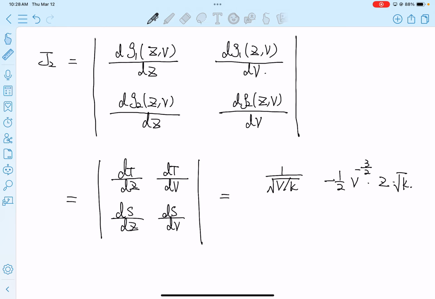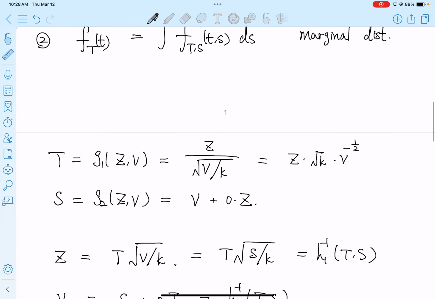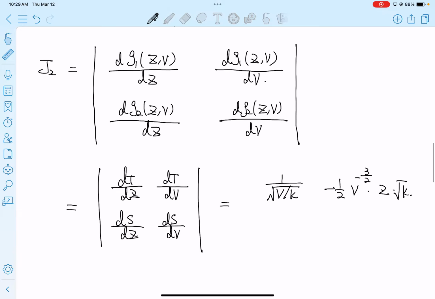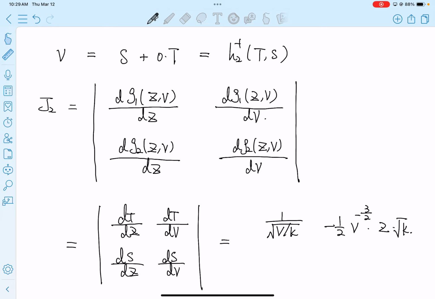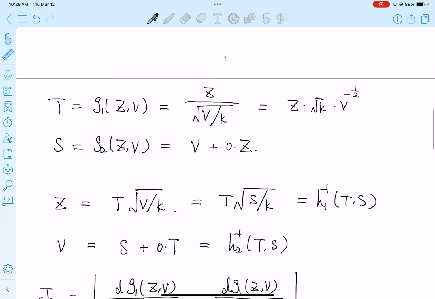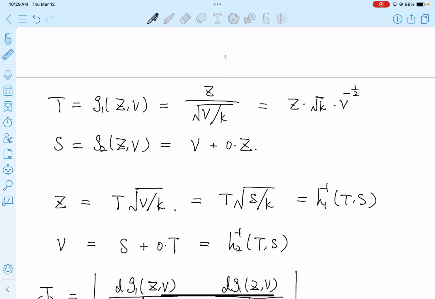Okay, once we have handled the G1, let's handle the G2. So the G2 is just equal to V, or S equal to V. Now, when we take the derivative of the G2 with respect to Z and V, what is the derivative of G2 with respect to Z here? It's 0, right? There's nothing in front of the coefficient. What about with respect to V? S with respect to V is just equal to 1, right?